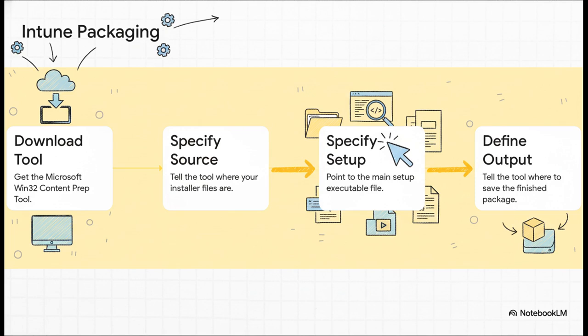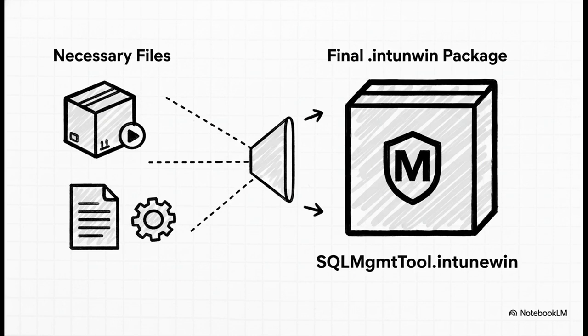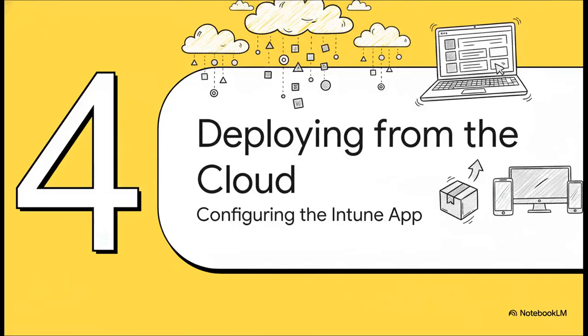First, where are your installer files? Second, what's the main setup file called? Third, where do you want me to save the new package? And, well, that's pretty much it. You run the tool, answer those questions, and bam, this is what you get. A single, tidy file with that .intunewin extension. It's like a zip file on steroids, containing our installer and all the instructions Intune needs to get the job done.